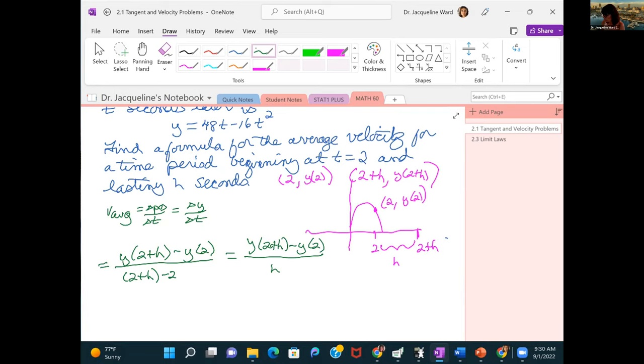So we're going to put the 2 plus h in for t in that y formula, right? Y of 2 plus h. You substitute it in there for t. We have 48 times 2 plus h minus 16 times 2 plus h quantity squared. Okay, I like to bracket that in. That's the y of 2 plus h. And then minus y of 2. So now you're going to substitute the 2 in. 48 times 2 minus 16 times 2 squared. And all of that is your y of 2.